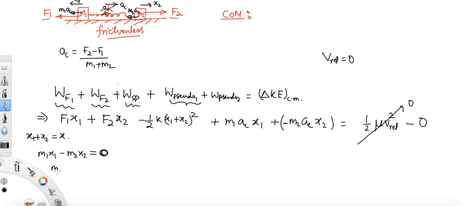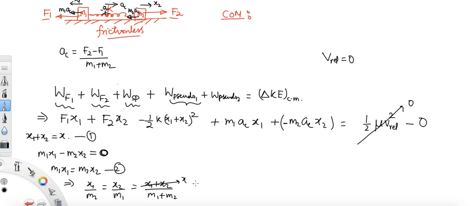So we have m1 x1 is equal to m2 x2, and from here, from equations 1 and 2, we can say that x1 over m2 is equal to x2 over m1, and applying Componendo Dividendo, it becomes x1 plus x2 over m1 plus m2. Since x1 plus x2 is x, we have x1 as m2 over m1 plus m2 times x, and similarly x2 as m1 over m1 plus m2 times x.